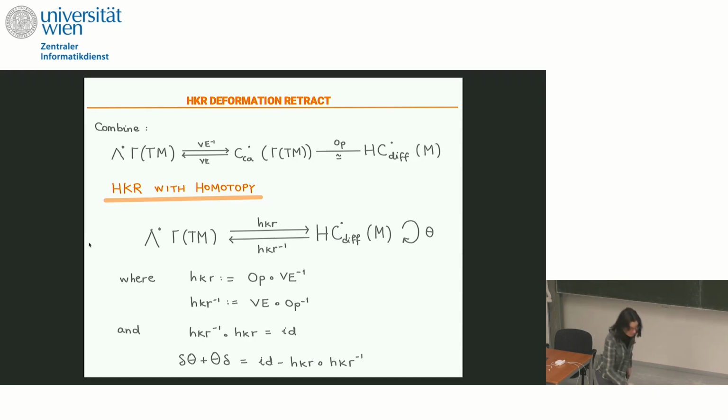What I want to point out is that at some point I told you I had to make a choice. I had to pick a covariant derivative. What turns out is that HKR does not depend on this choice, but the rest, yes. So the quasi-inverse and the homotopy do depend on the covariant derivative that I chose. Okay. And you see, we have explicit formulas. Okay, I still have 10 minutes, so let me tell you now something about applications.